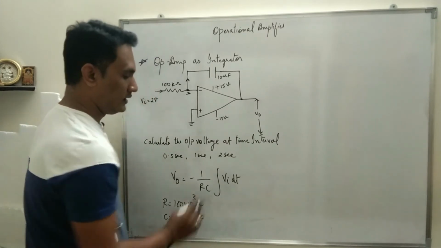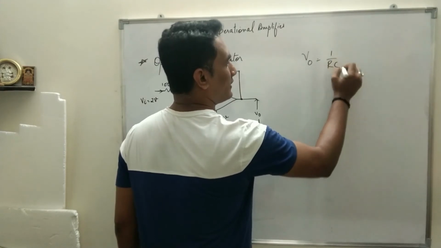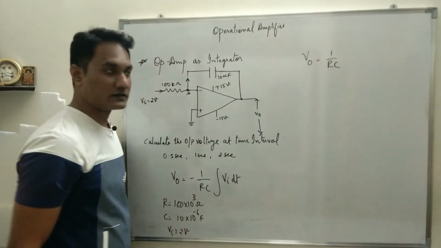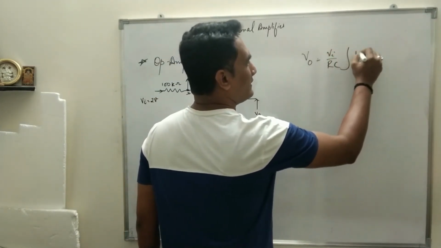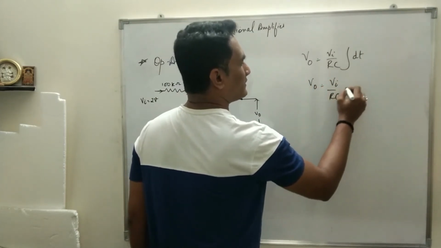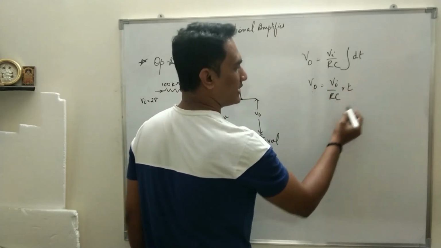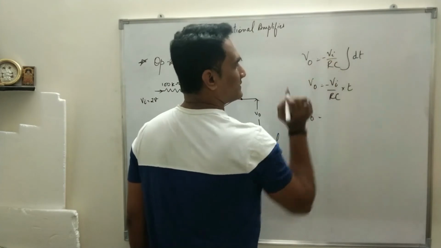2 volt. Now in this equation, V0 is equal to minus 1 upon RC. Vi is already fixed, 2 volt, which is a constant quantity, so it will come out. So it will be Vi upon RC integration of dt. And what is integration of dt? Integration of dt will be t. So it will be this formula: V0 is equal to Vi upon RC into t. Now substitute the value, of course, with a minus sign.